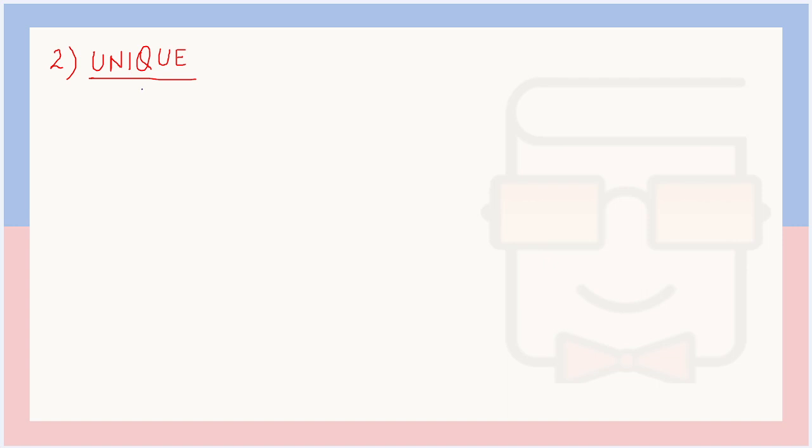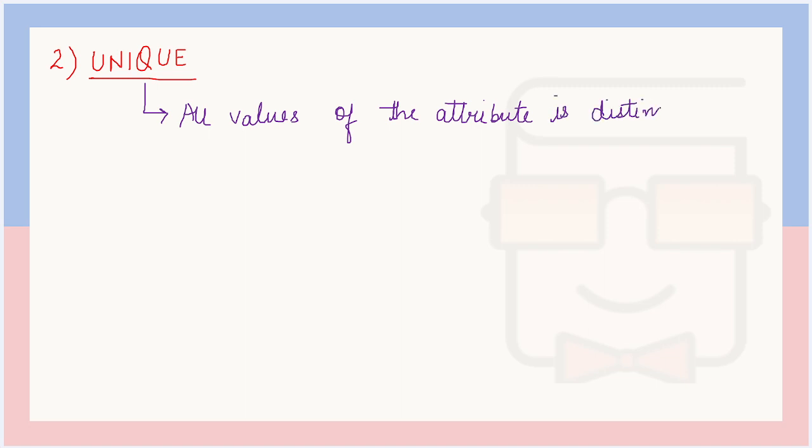Now the second kind of constraint that we have to study is the unique constraint. Unique basically means that all the values in the attribute are distinct. All values of the attribute are distinct, that means they are different from each other. No value is repeated. You can write this down: each and every value in the particular attribute is distinct. That means no repetition is allowed when we impose the unique constraint on any particular attribute of a table.